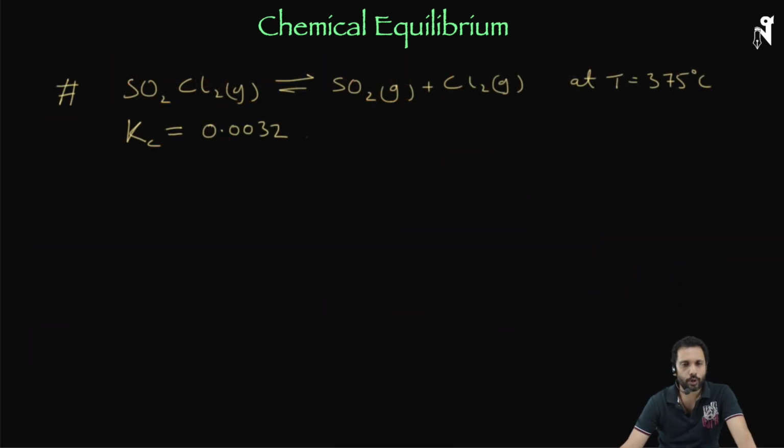So guys, do another quick one. Here SO2Cl2 gas is giving SO2 plus Cl2, giving or taking, I don't know, it is an equilibrium question, and the equilibrium constant is given to you, that is 0.0032.